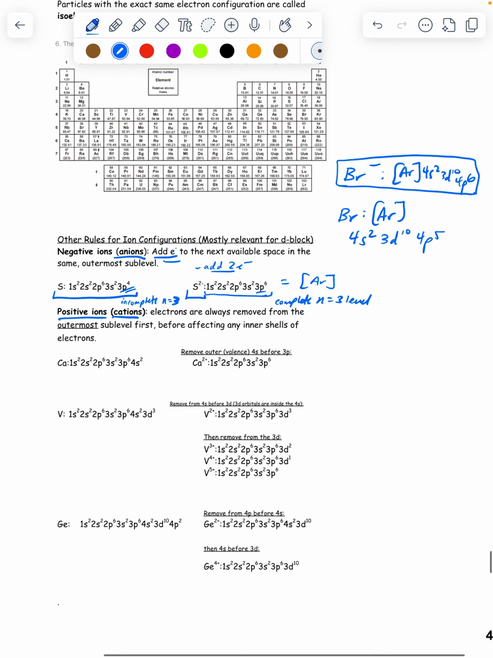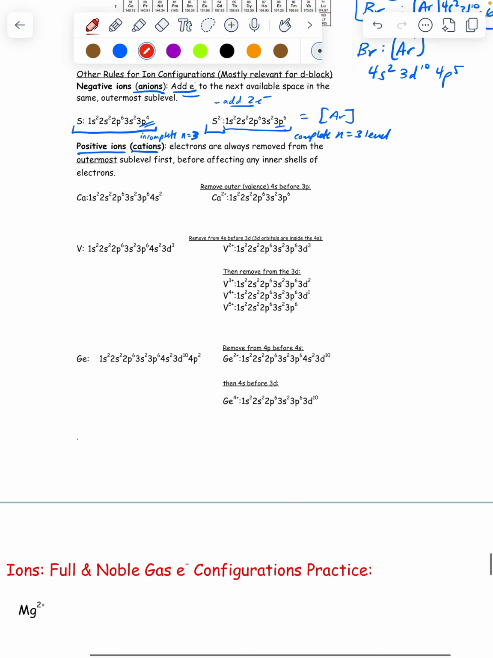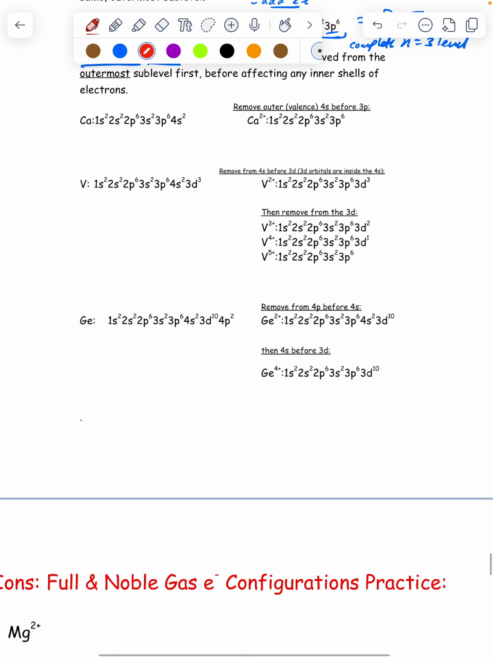Okay. When you have a positive ion, you're going to be removing electrons because positive ions lose electrons. That's how they gain that positive charge. They lose the negatively charged electrons. Okay, so it's always a good idea to start with the electron configuration of the atom, even if they've asked you for an ion. So if they ask me for calcium 2+, I'd probably still recommend starting by writing out the configuration for calcium. So we've got 1s2 all the way through 4s2 here. And now when I see that calcium is a 2+ ion, I'm going to lose 2 electrons, and I'm always going to start from the outermost subshell first, the outermost sublevel.